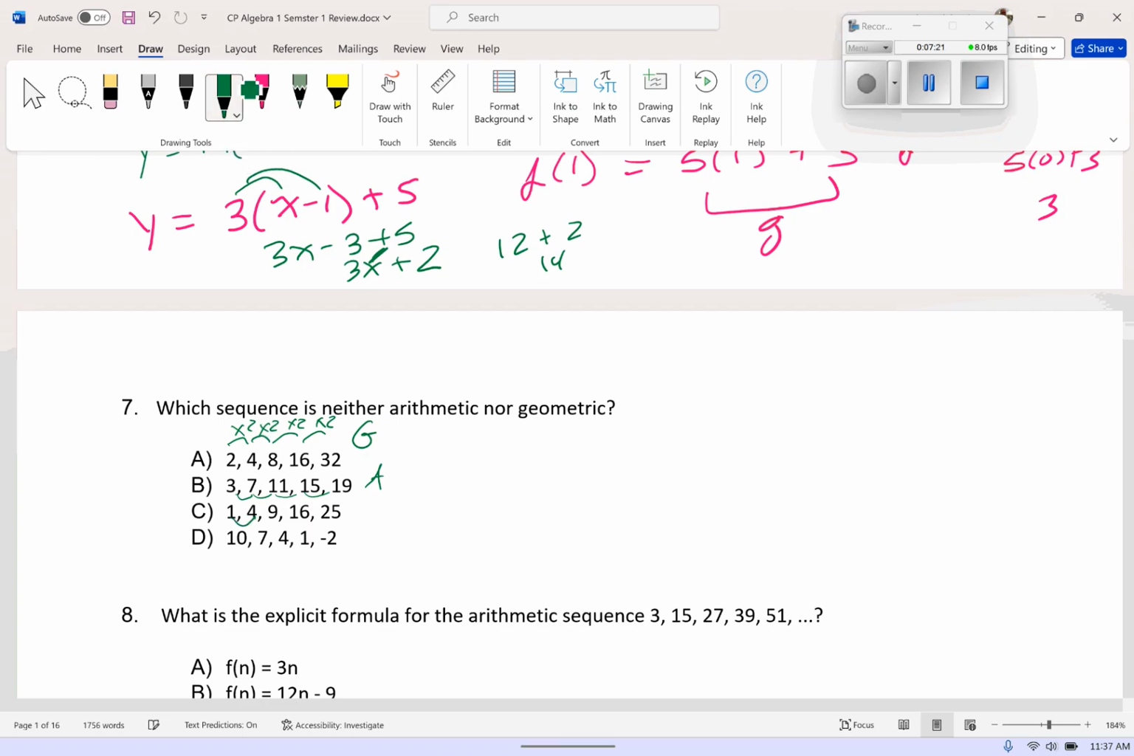This is plus 3, plus 5, plus 7, plus 9. Okay, wait. Can we multiply by something? Nope. Hang on, let's just verify. So this one I'm going to put a question mark. So I'm subtracting 3 each time here, and that's a common difference. That works. So it's definitely got to be C. Those happen to be perfect squares, and they are not arithmetic or geometric in this case.